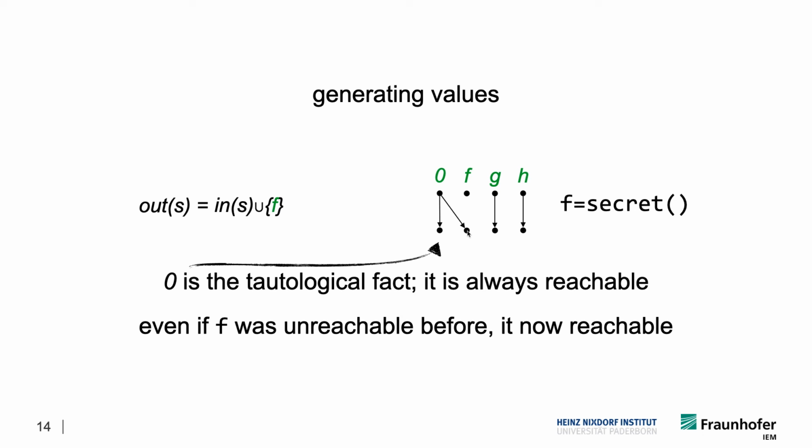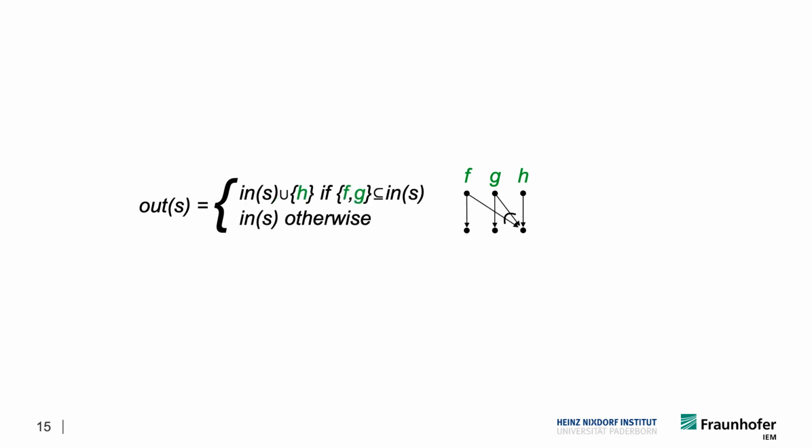You can even represent some complex functions like I showed you. And now we can even think about such a function as here, which looks as follows. So let's take a look at this function. It's basically saying I want to add h to the outset under a certain condition. And that condition is if f and g are both in the input set. Okay. And now you can think about how that could be represented through such edges.